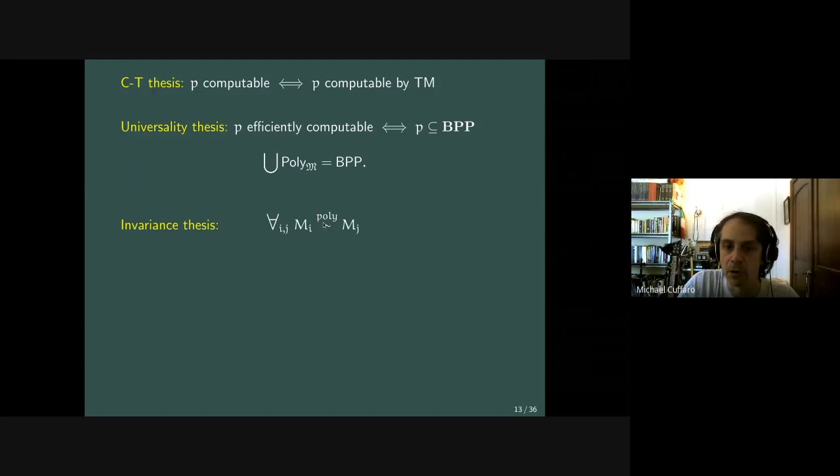So what that amounts to is that every reasonable model of computation, and we'll talk a little bit about that later, is efficiently simulable by every other reasonable model. And again, that's also implicit: we're talking about reasonable models, quote unquote.